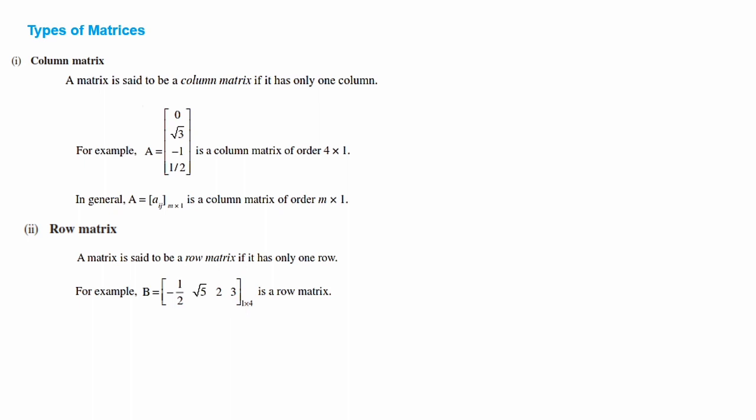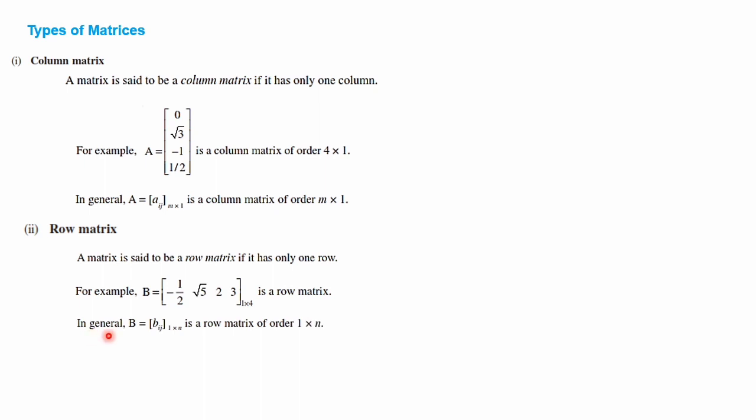And it is having only one row. Clearly it is visible here, only one row and 1, 2, 3, 4 columns. So 1 by 4 means number of rows and number of columns. Order 1 by 4 is a row matrix. It is a row matrix because it is having only one row. This is a column matrix because it is having only one column.